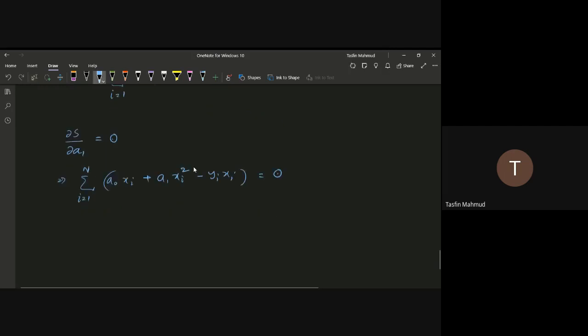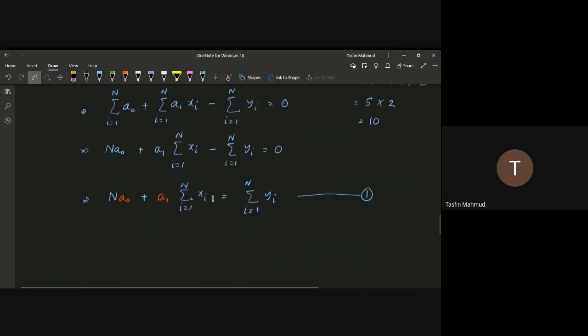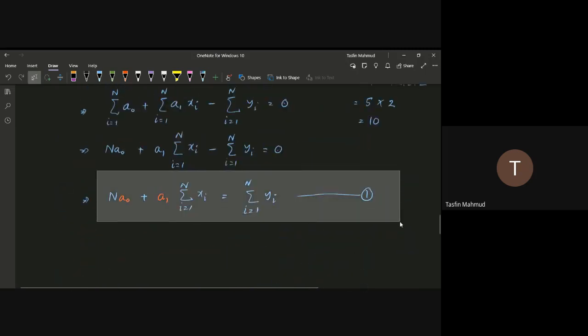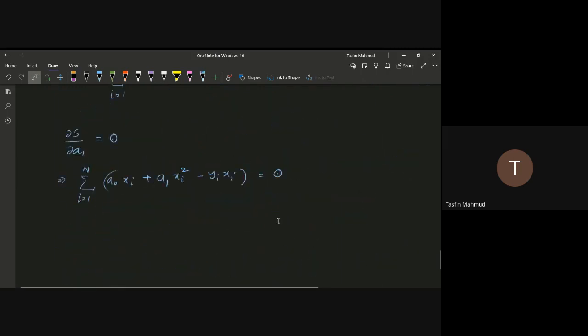So we will get the second equation of a naught and a1 from this expression. Okay, we got the first equation here, and now we will get the second equation of a naught and a1 from this thing. So I'm going to divide all the parts with this summation sign.